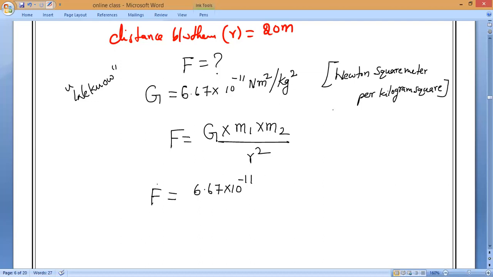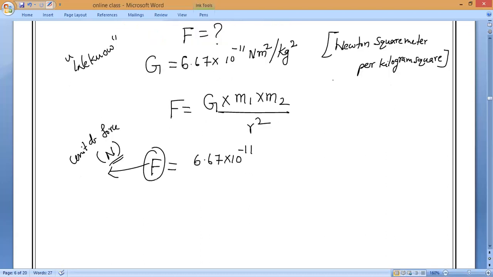Don't substitute the units. What is the unit of force? Newton. So for the final answer, just keep the newtons. So 6.67 into 10 power minus 11 into mass of body 1, the car, 600 kilograms, M2 100, divided by R square, 20 square.